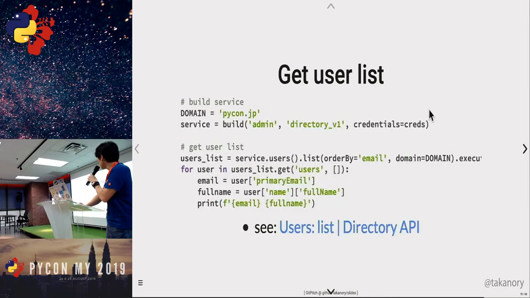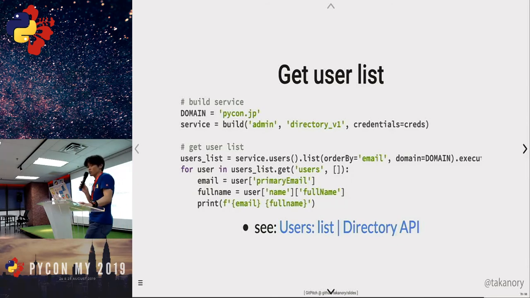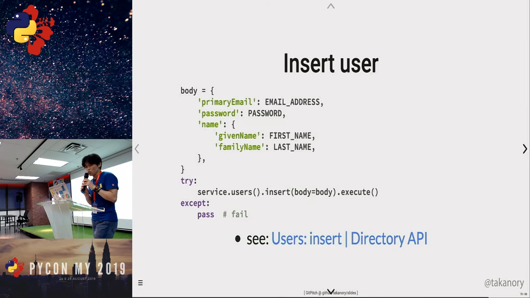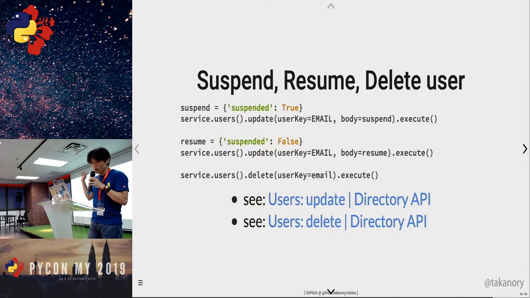This is sample code to get the user list. Create the service for the Directory API and call users list execute. Then we get the list of all users on your G Suite domain. And this is insert user: create a user dictionary, then create user, update user, and delete user.